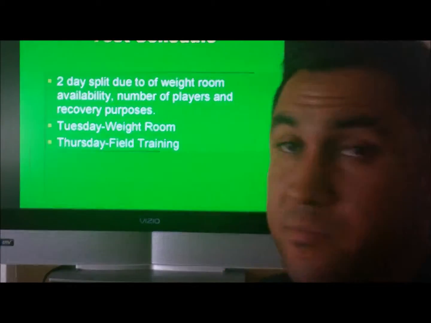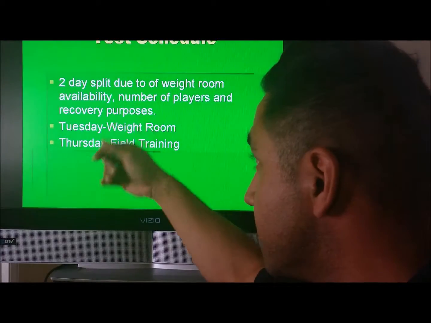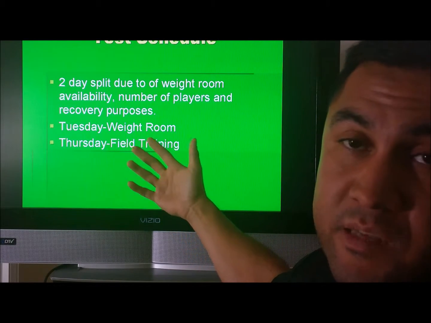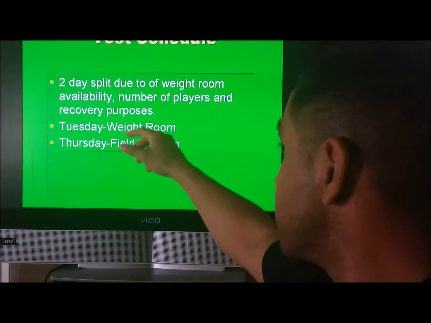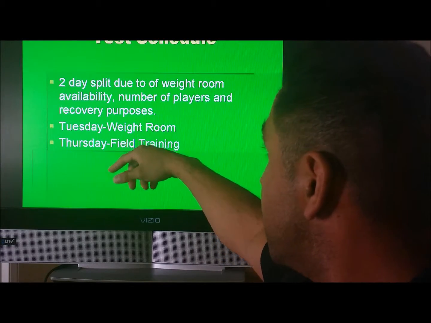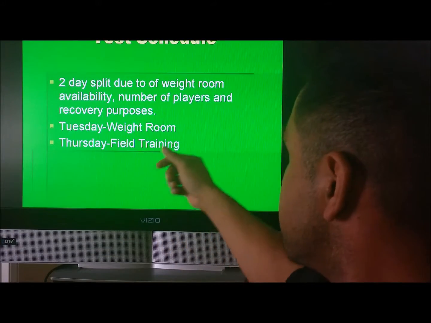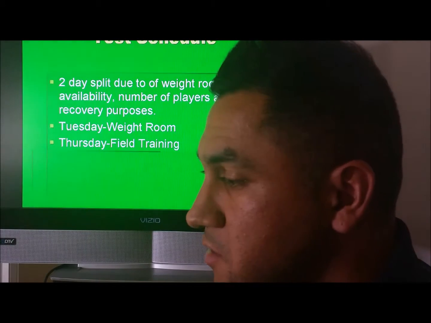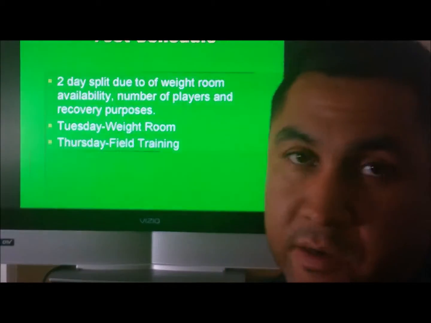We're going to do a 2-day split just because of the weight room availability. We have 6 or 7 different kinds of teams in there, so small facilities are limited. Number of players, we have about 65 players usually, and for recovery purposes, we're going to go on a 2-day split, 1 day weight room, 1 day training.